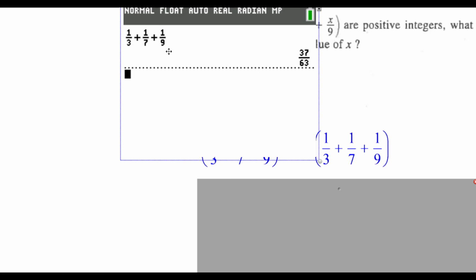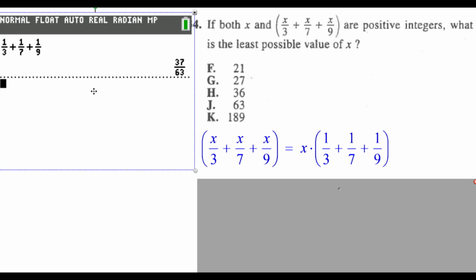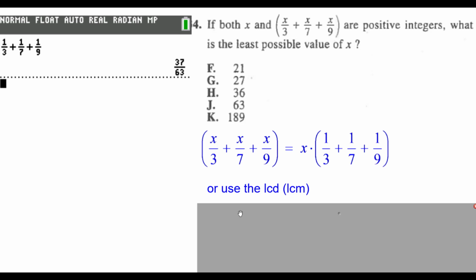And I'm getting 37/63, which means if this is going to be an integer, the least possible integer, then it has to be divisible by 63. So that would be my answer right there. X would be 63. I could have also just found the least common multiple of 3, 7, and 9. That would have worked as well. I'll leave that for you to try.